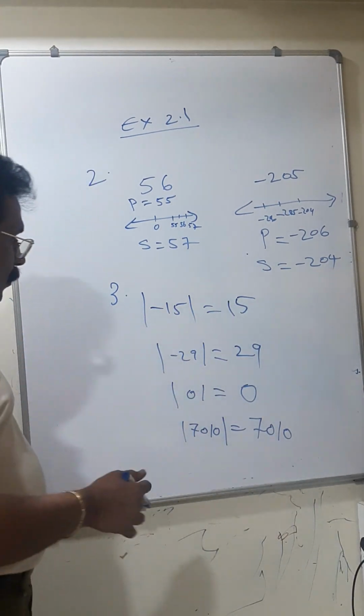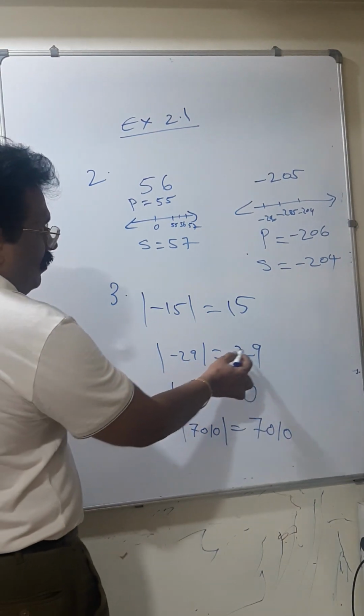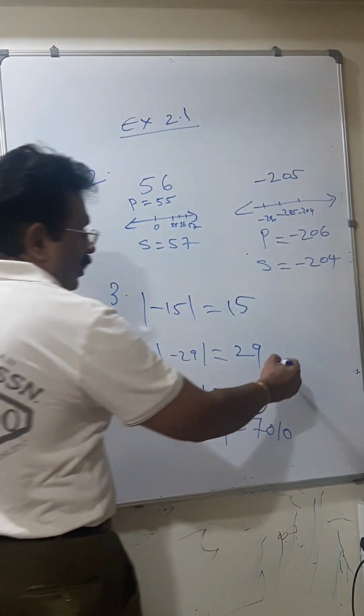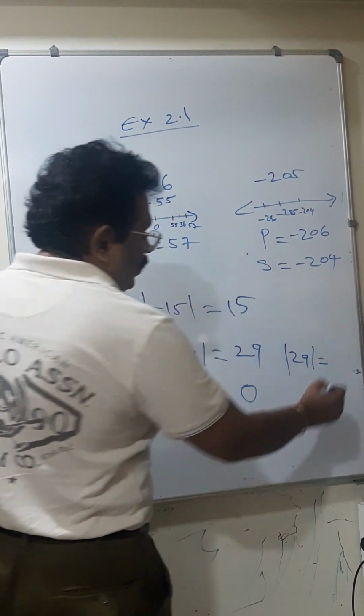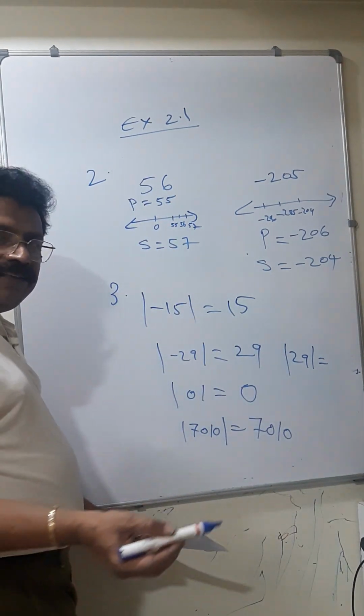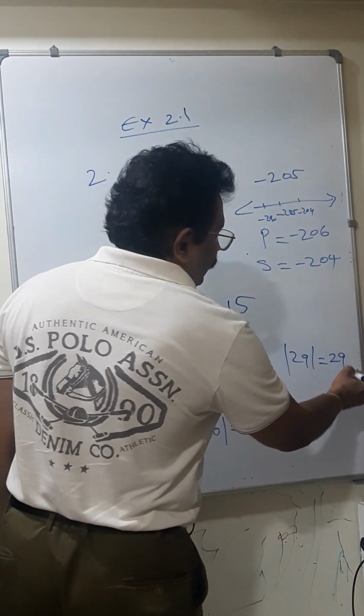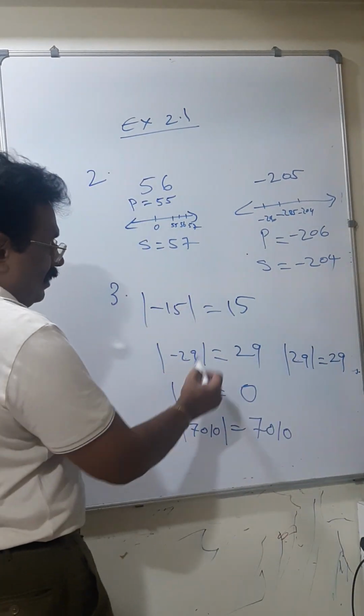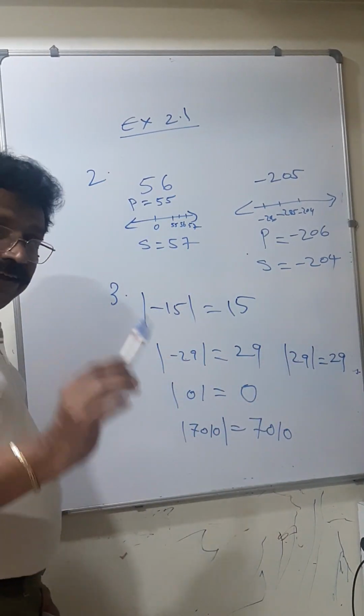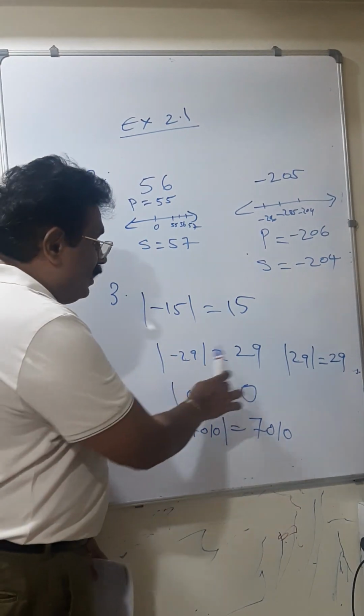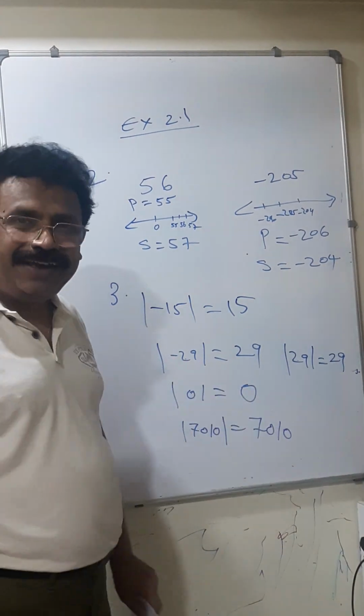Now suppose minus 29, absolute value is 29. Suppose if I am asking you the absolute value of 29? Again it is irrespective of the sign. Answer is 29. Inside the absolute box, opposite integers are there, but the answer is the same, 29.